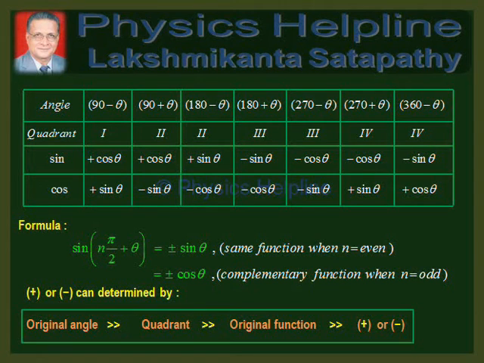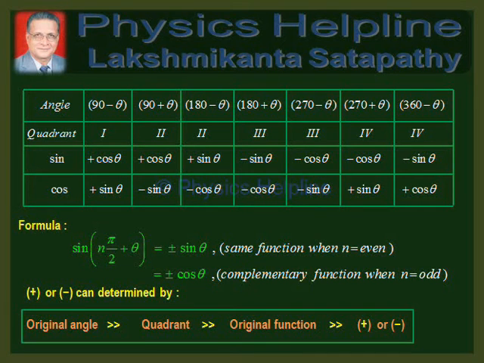Now let us note the values of trigonometric ratios for the angles 90 minus theta, 90 plus theta, 180 minus theta, 180 plus theta, 270 minus theta, 270 plus theta, and 360 minus theta. These angles, along with the quadrants and the values of sine and cos, are listed in the table. From the table, it is clear that for angles 90 plus or minus theta and 270 plus or minus theta, that is, for the odd multiples of pi by 2, we get the complementary function, and for 180 plus or minus theta and 360 plus or minus theta, that is, for even multiples of pi by 2, we get the same function.